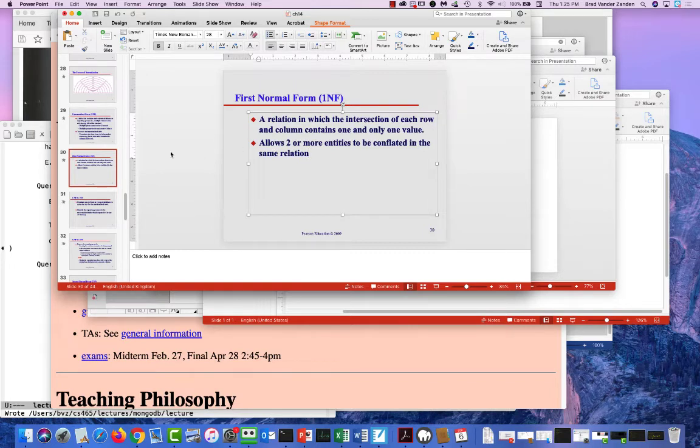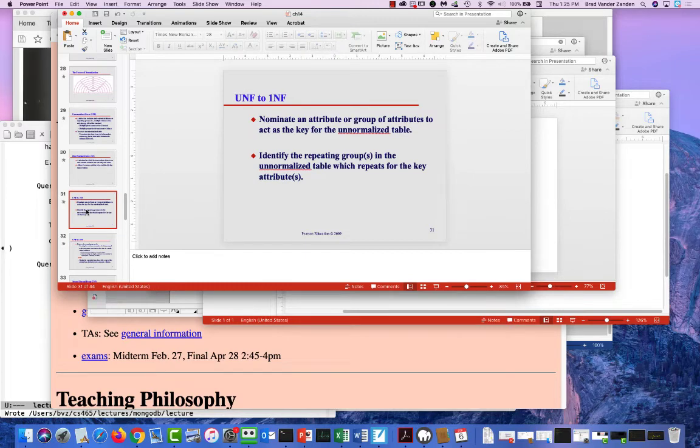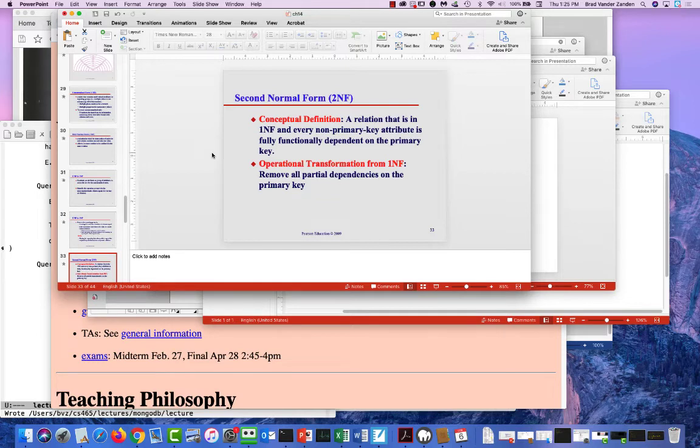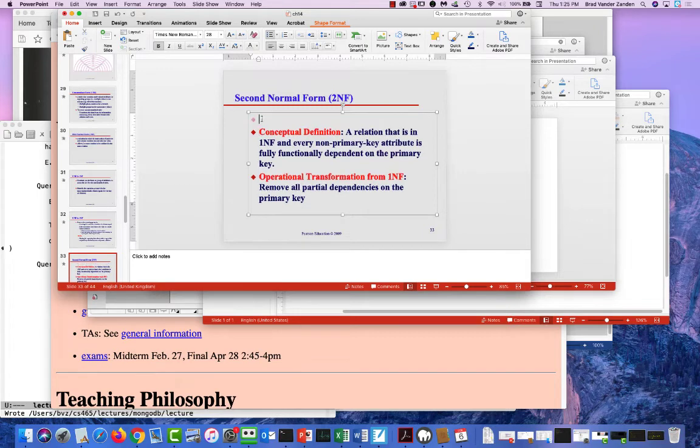So second normal form, okay, I have a conceptual definition, but that's actually a little too high-level. Conceptual definition is every entity is in its own relation.